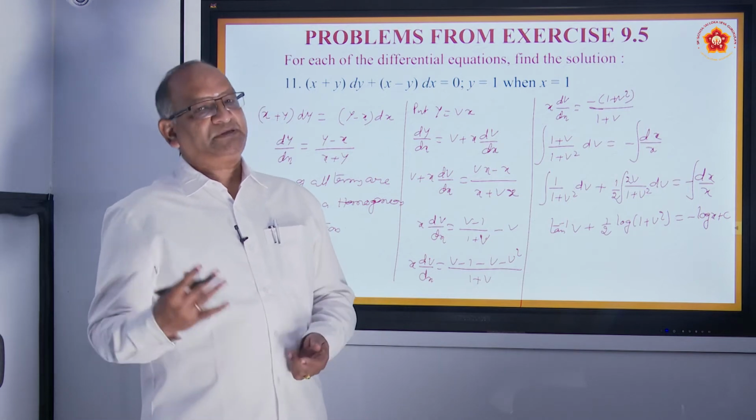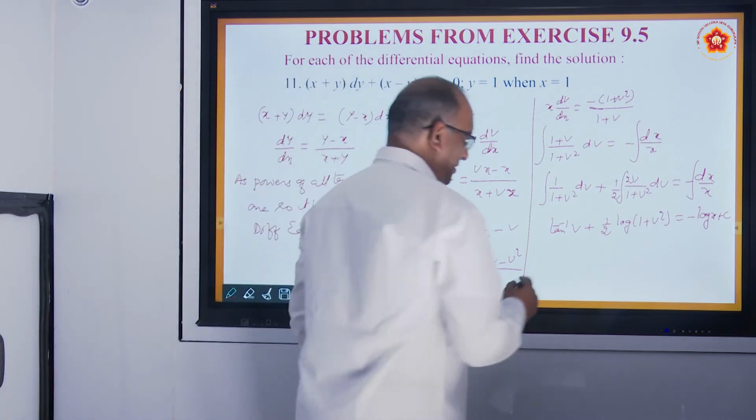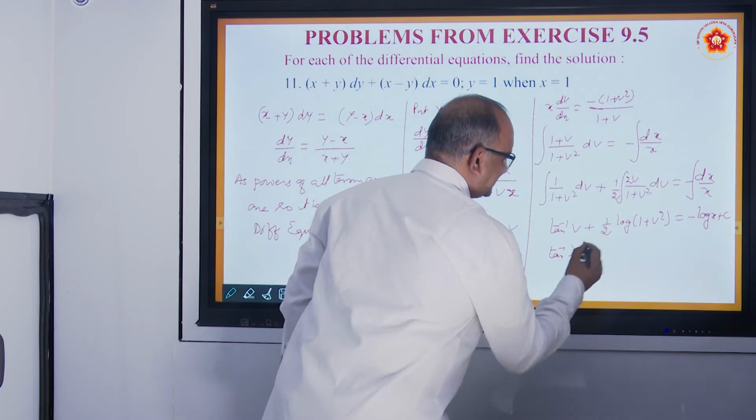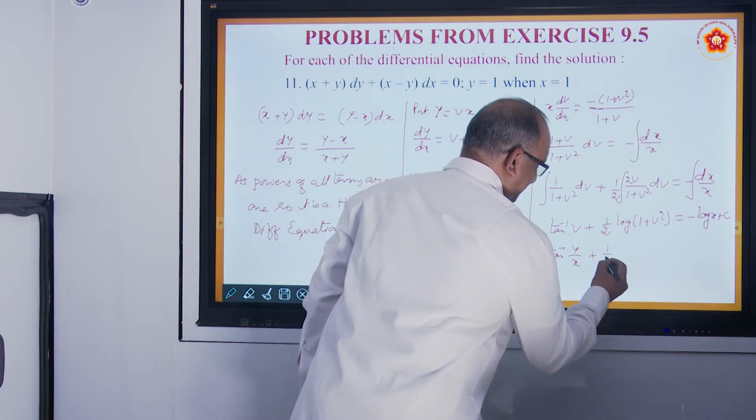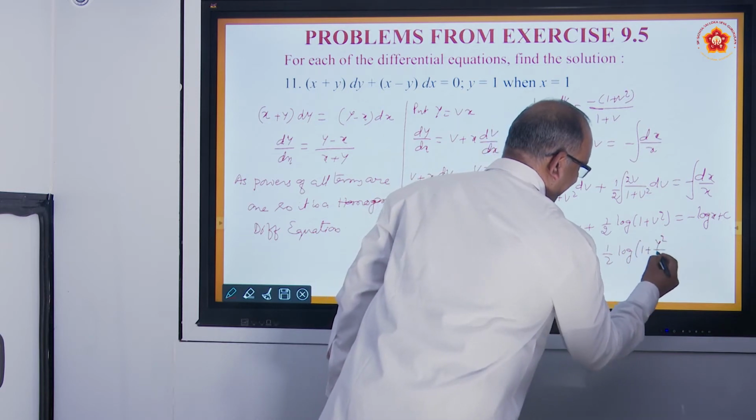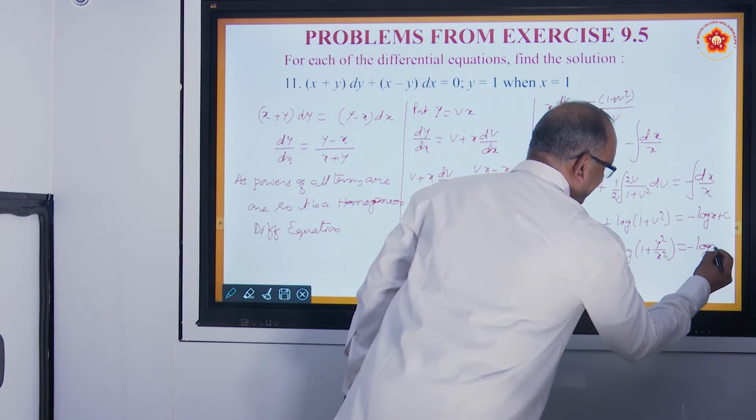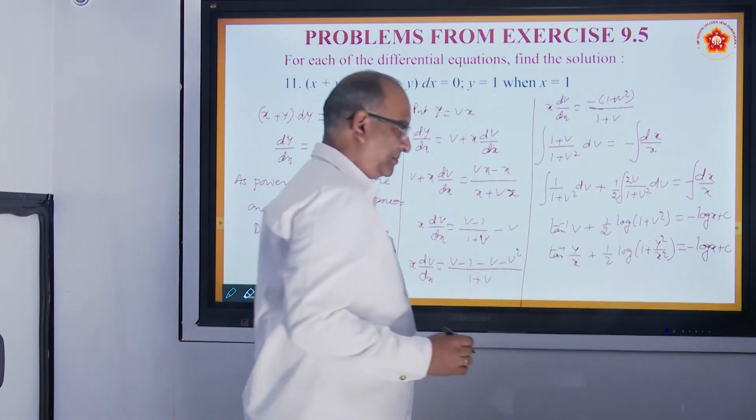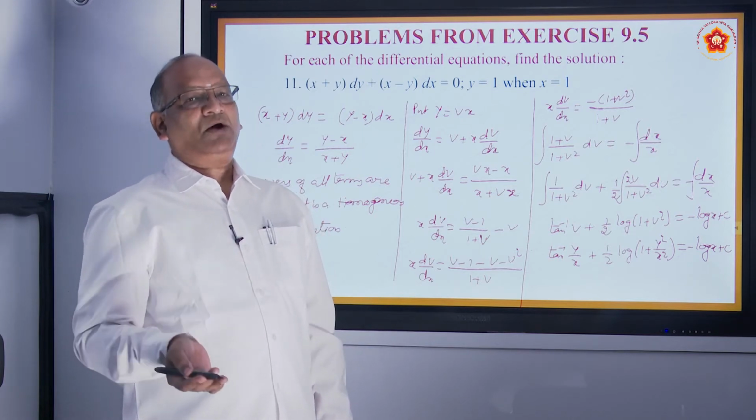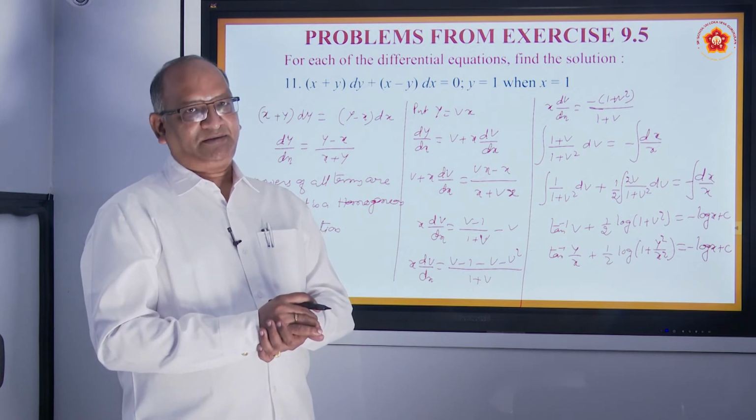What is the next step? Substitute back what is v. What is v? It is y by x. So, tan inverse y by x plus 1 by 2 log 1 plus y square by x square equal to minus log x plus c. That c can also be written as log c. It is after all a constant. Whichever way you wish, you can write.